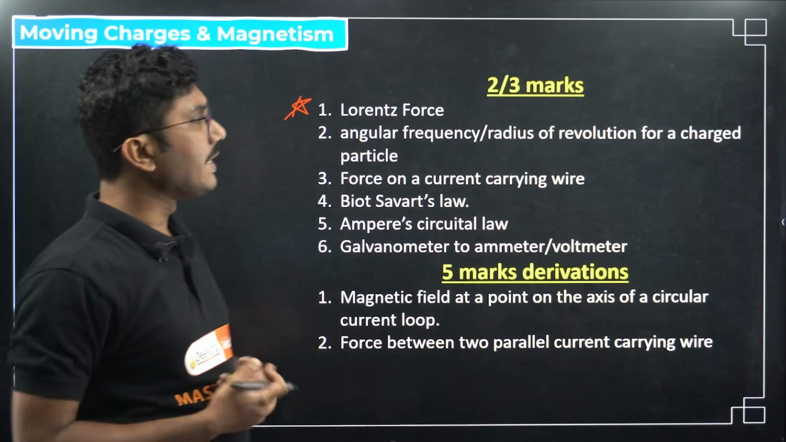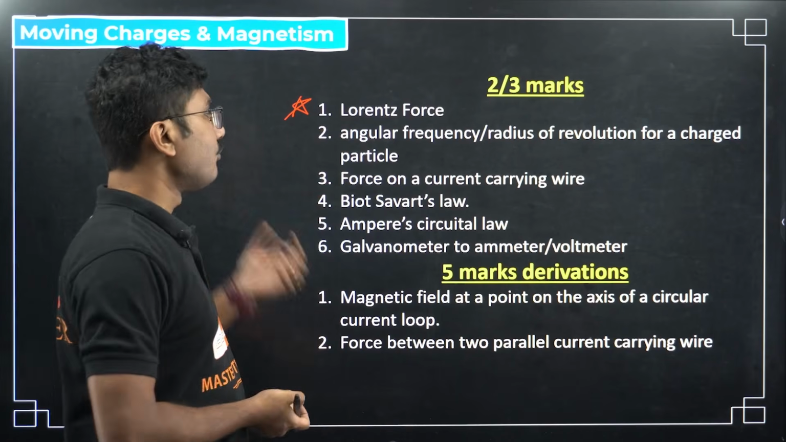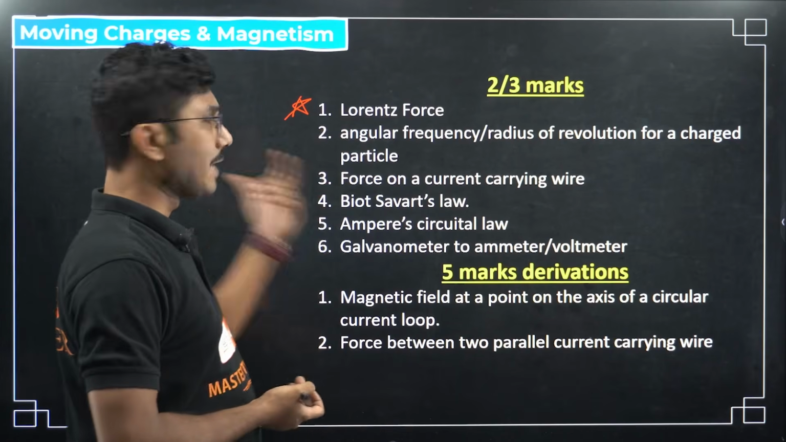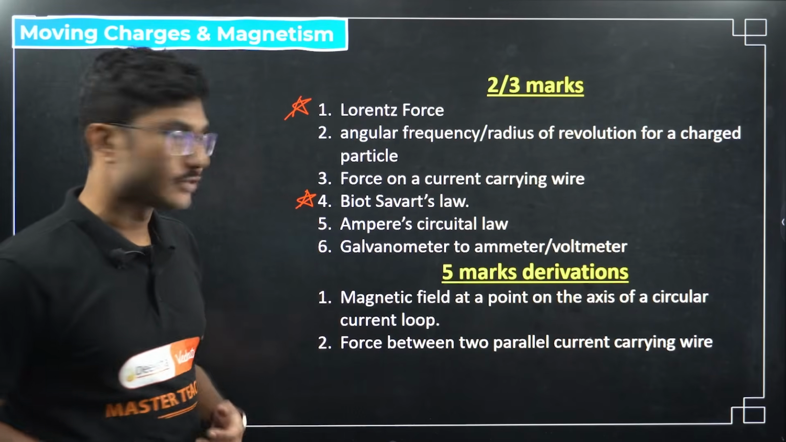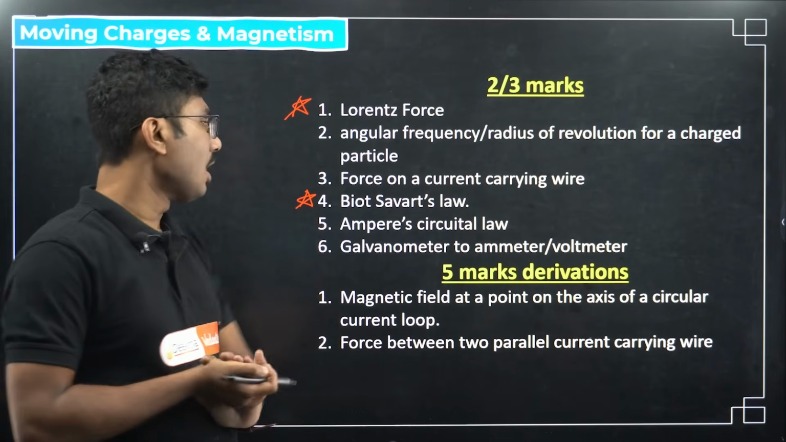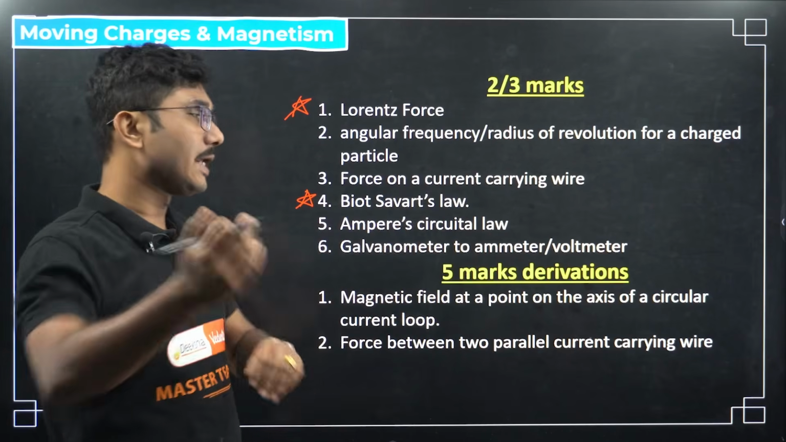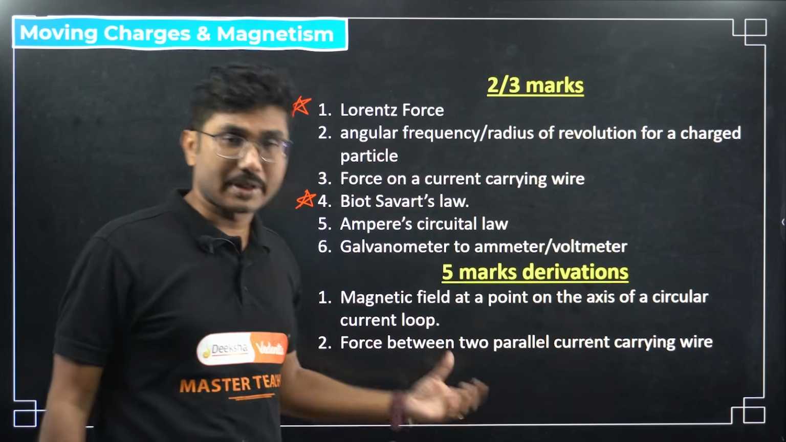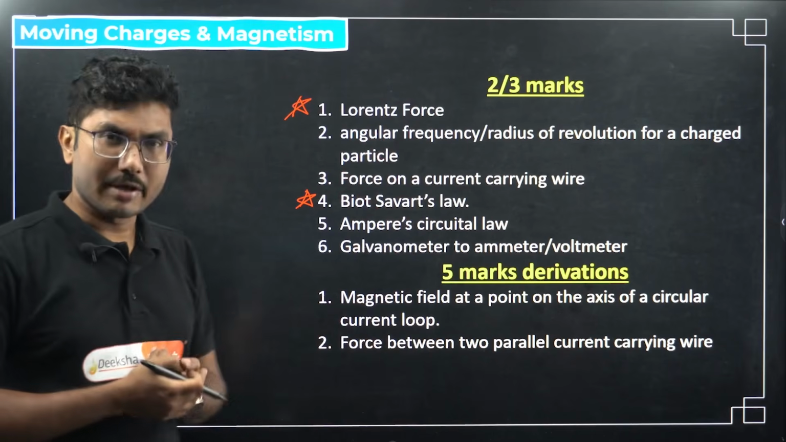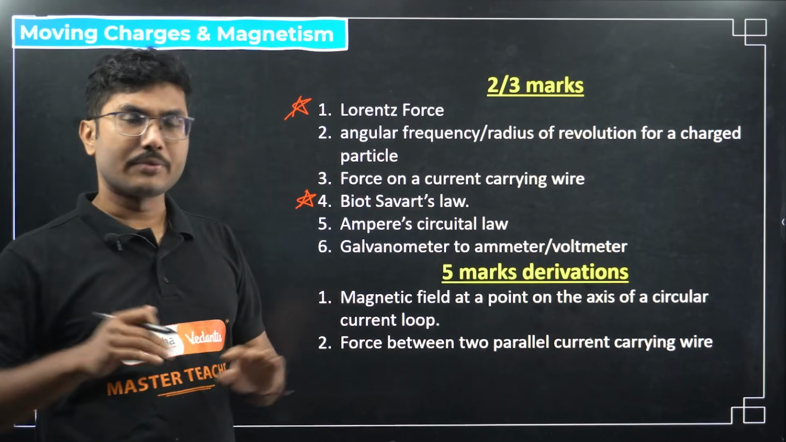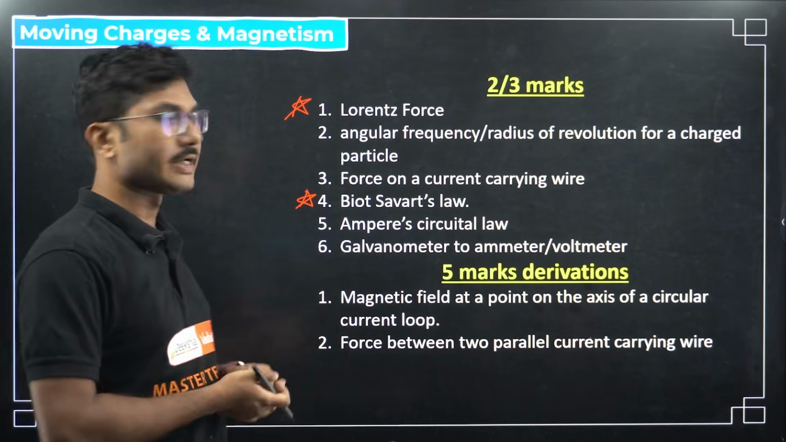Angular frequency, radius of revolution for a charged particle, application of Lorentz force, basically force on a current carrying wire, Biot-Savart's law, this is also super duper important. State and explain Biot-Savart's law, Ampere's circuital law, galvanometer to ammeter to voltmeter conversion, which may not be there. Again, I am mentioning that this is the entire chapter. Some of you have the entire chapter, some of you do not, so based on that you have to delete some of the questions that are not there.